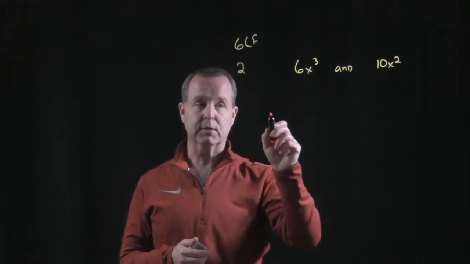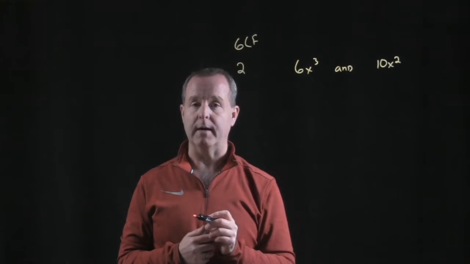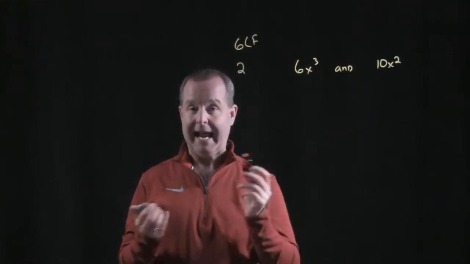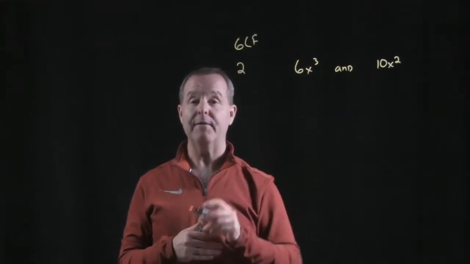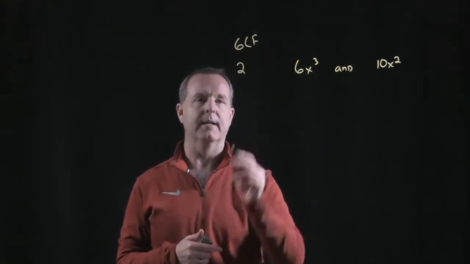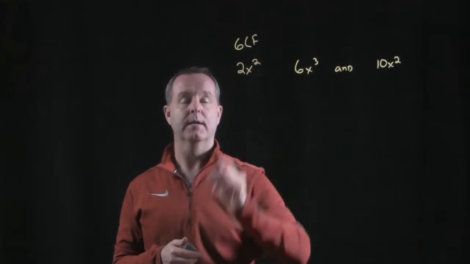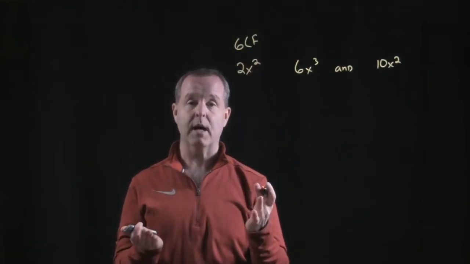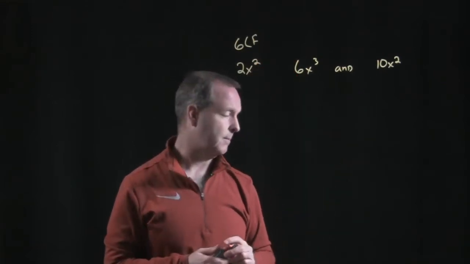Now I look at the variable terms, x cubed and an x squared. Well, both of them have an x in it. Both of them have an x squared in it. Both do not have an x cubed in it. So it stops at x squared. So 2x squared is my greatest common factor between these two terms.